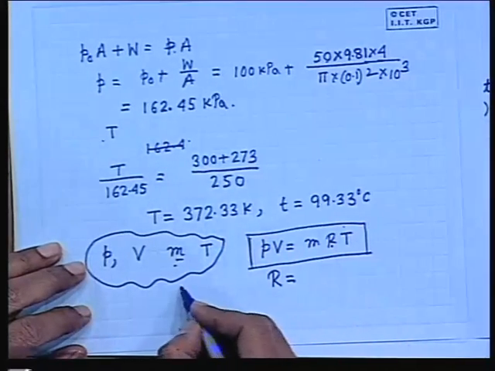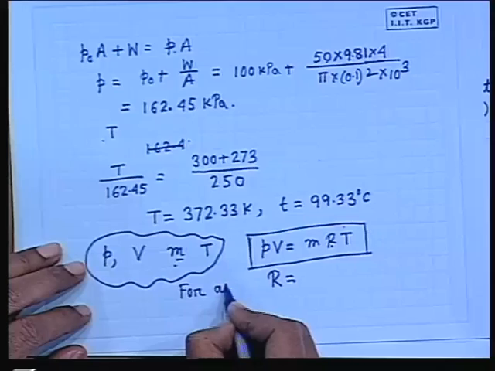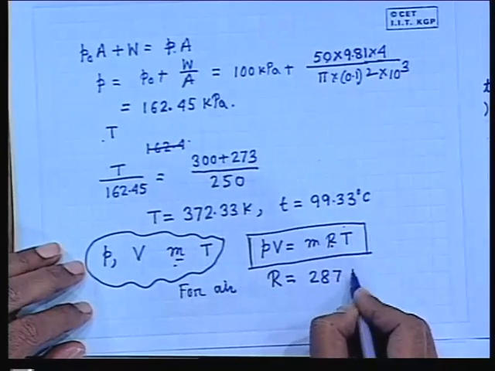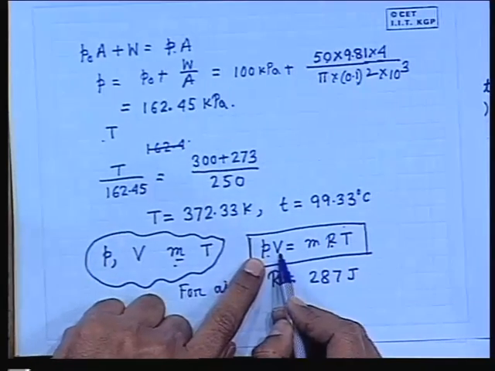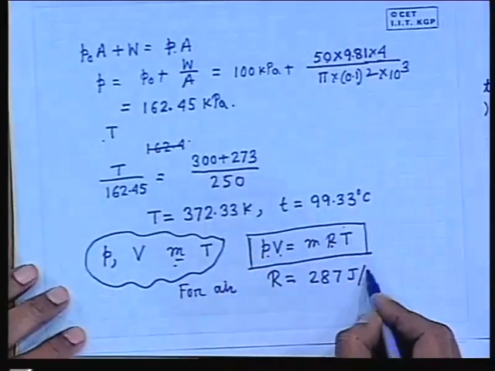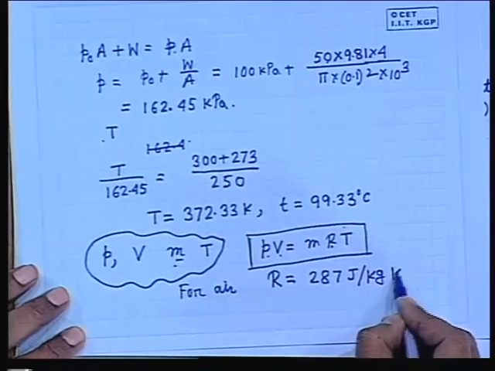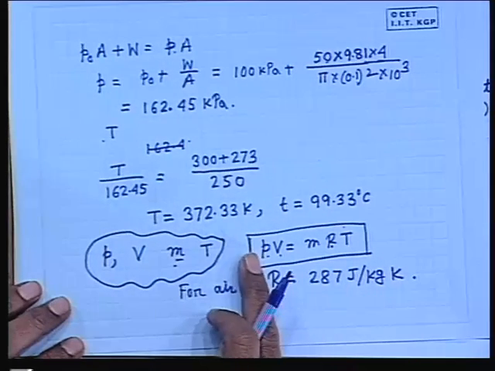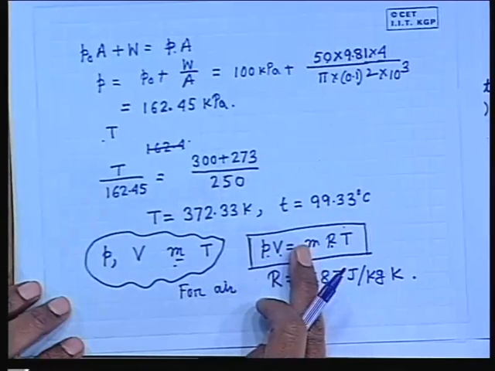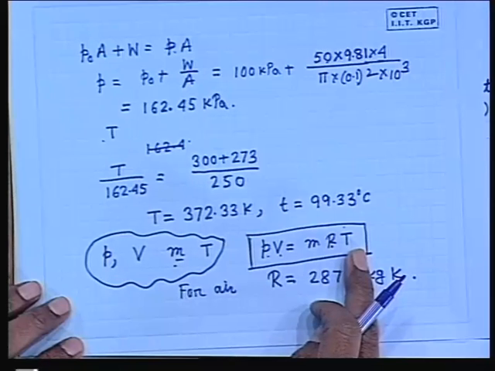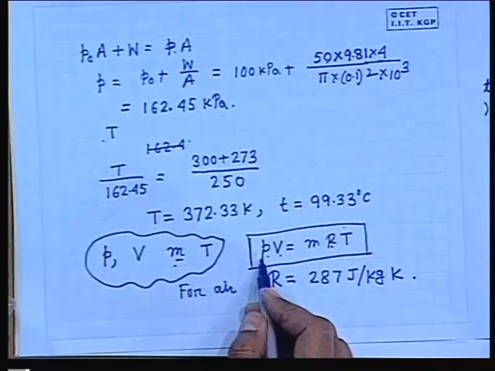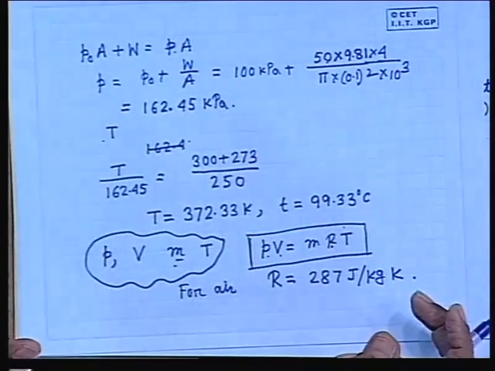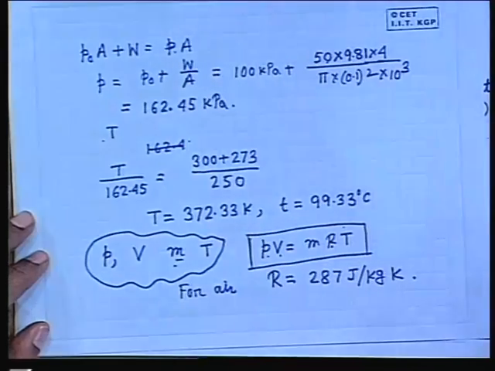For air, what is this value? 287 joule per kg K in SI unit. This you will always remember that PV is equal to M times 287 times T, where P is in basic unit, Newton per meter square, V is in meter cube, M in kg and T in Kelvin.